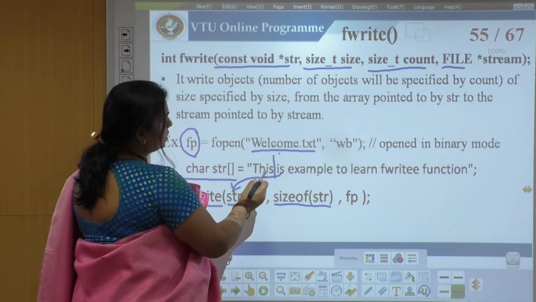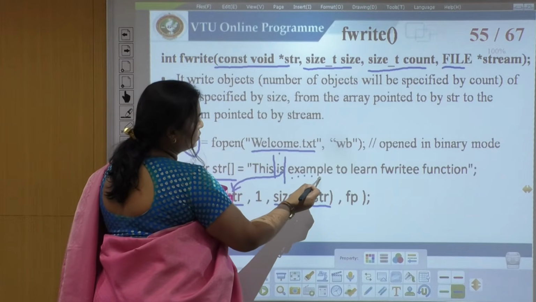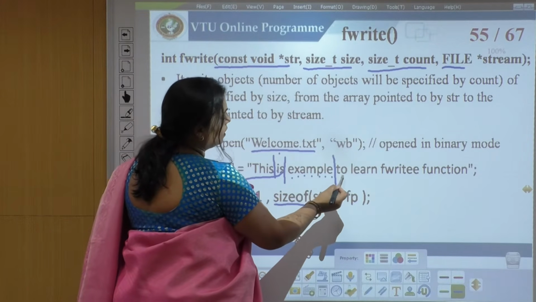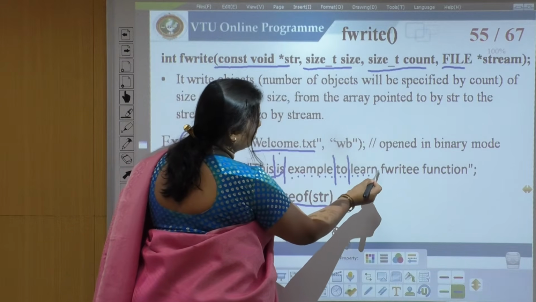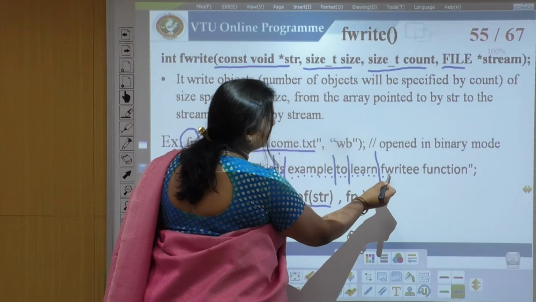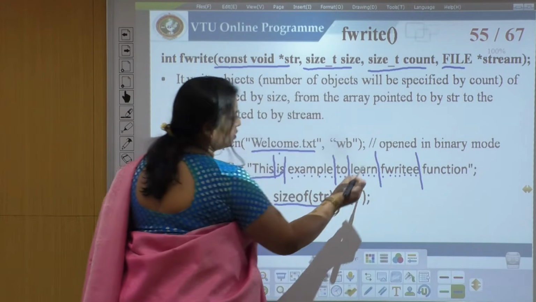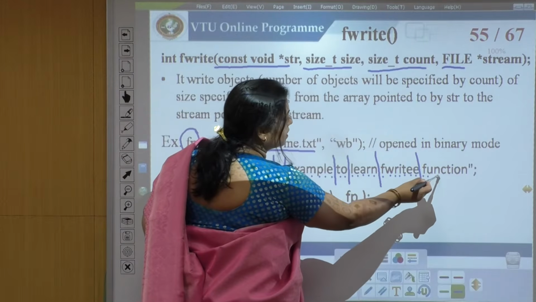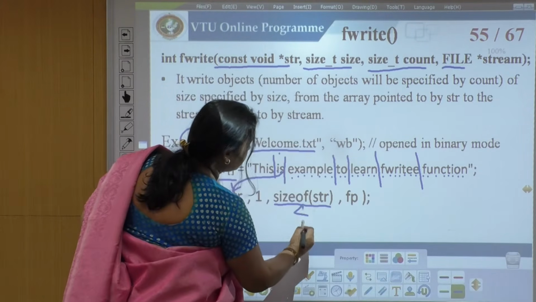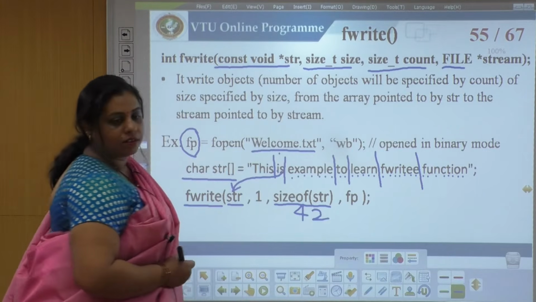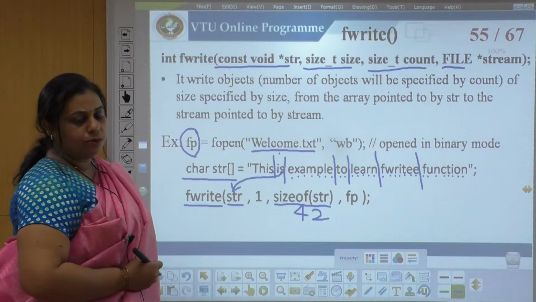Look here, counting the characters one by one up to 42. 42 is the size of the string, right? So my block size is 42.